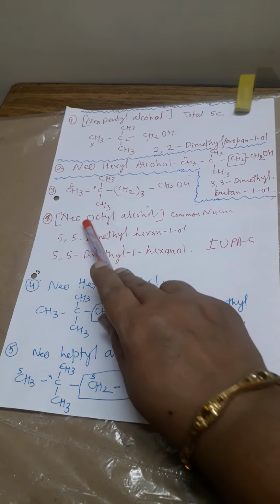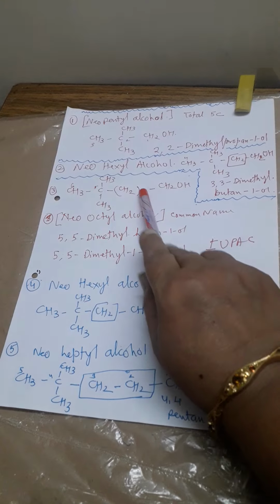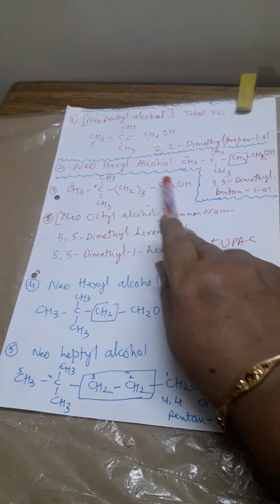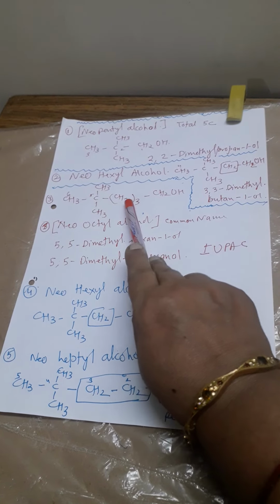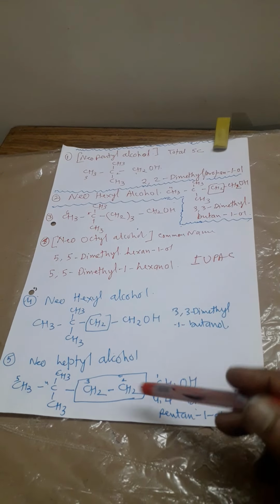Now I am discussing neooctyl alcohol. Neooct means 8. Total carbon should be 8. So 1 2 3 4, this is 5, and in between we have to write 3 CH2 grouping. That is total 8. So it is neooctyl alcohol. What does it mean? We are here to introduce one more CH2.